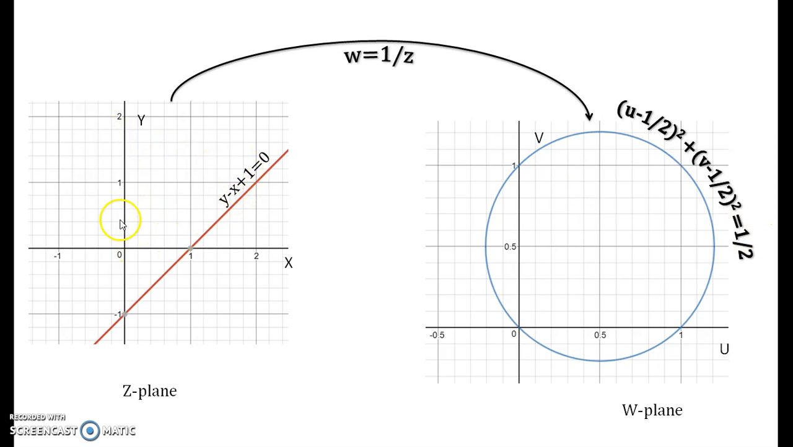So we have found the image of the straight line, which is this circle, and we have drawn the figures that were required. So that is it. We are done with the problem solving.